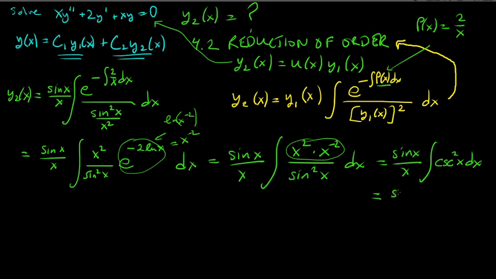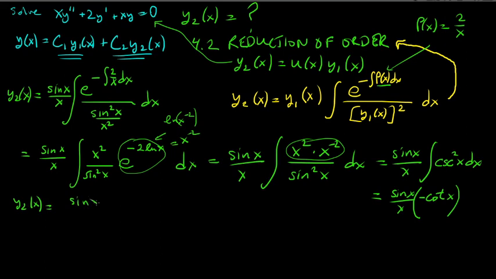And that's a pretty easy integral to do, right? The integral of cosecant squared. Well, the derivative of cotangent is negative cosecant squared, so the integral of cosecant squared is negative cotangent x. Plus c, but we don't need the c here. All right, so that's my y2. Yep, we'll just clean it up a bit.